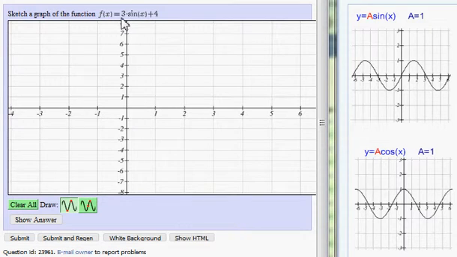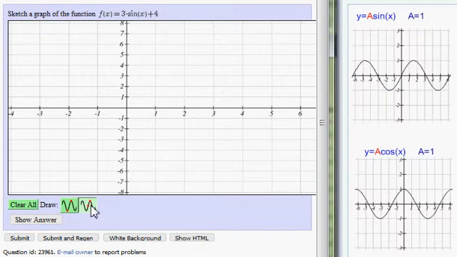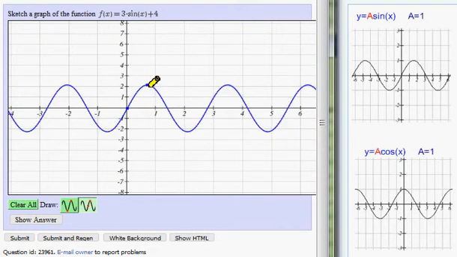Problem, I am to graph f of x equals 3 sine x plus 4. So let me show you what y equals 3 sine x would look like to begin with. I'm going to click the second icon here, which allows me to start at the origin in the middle of the graph. And this would be the graph of y equals 3 sine x.